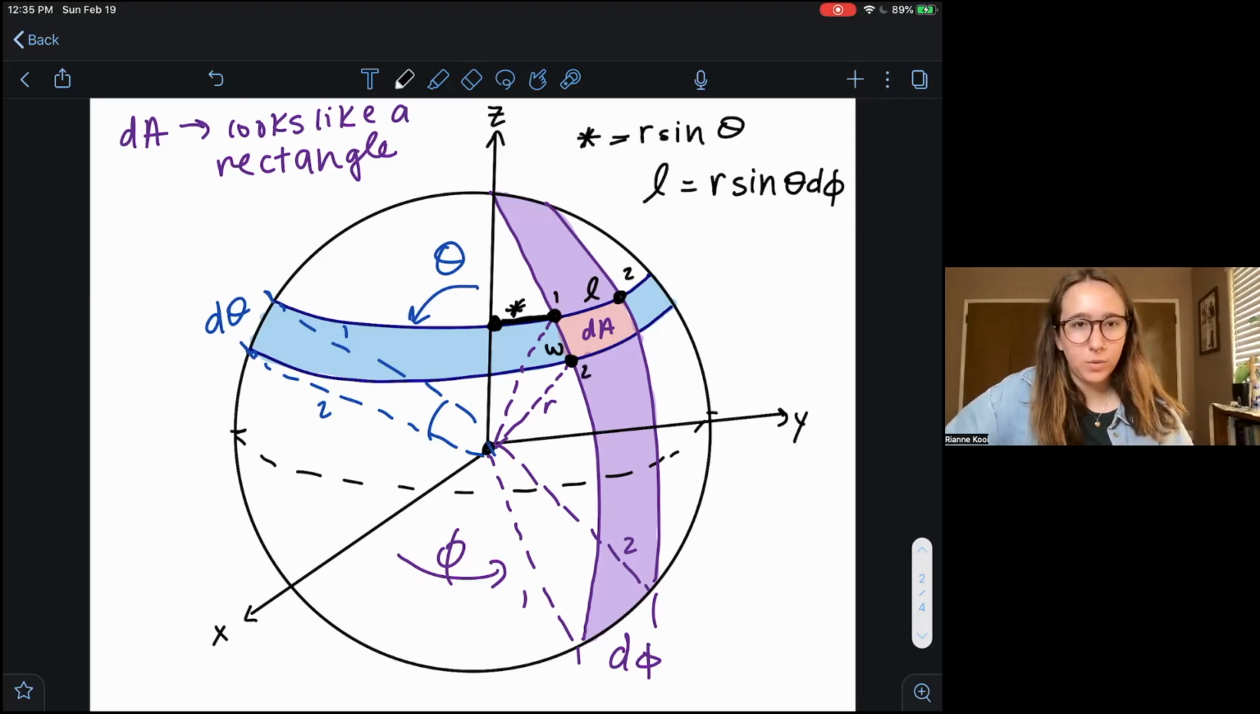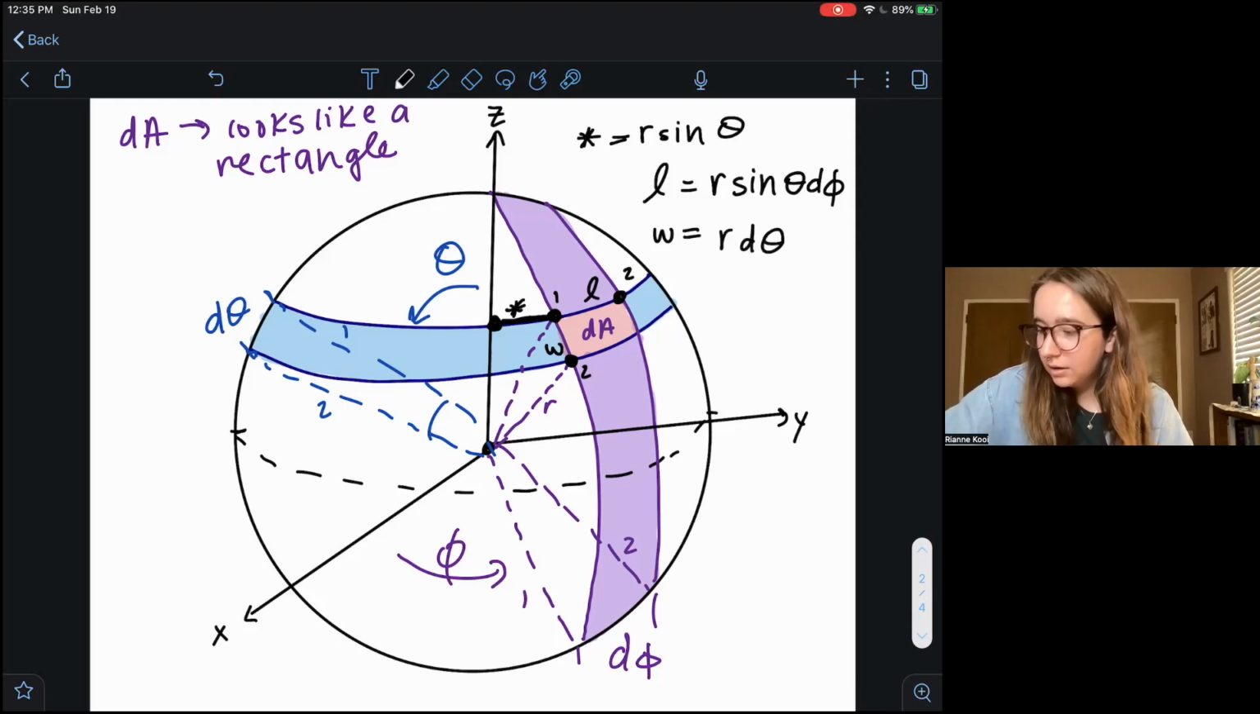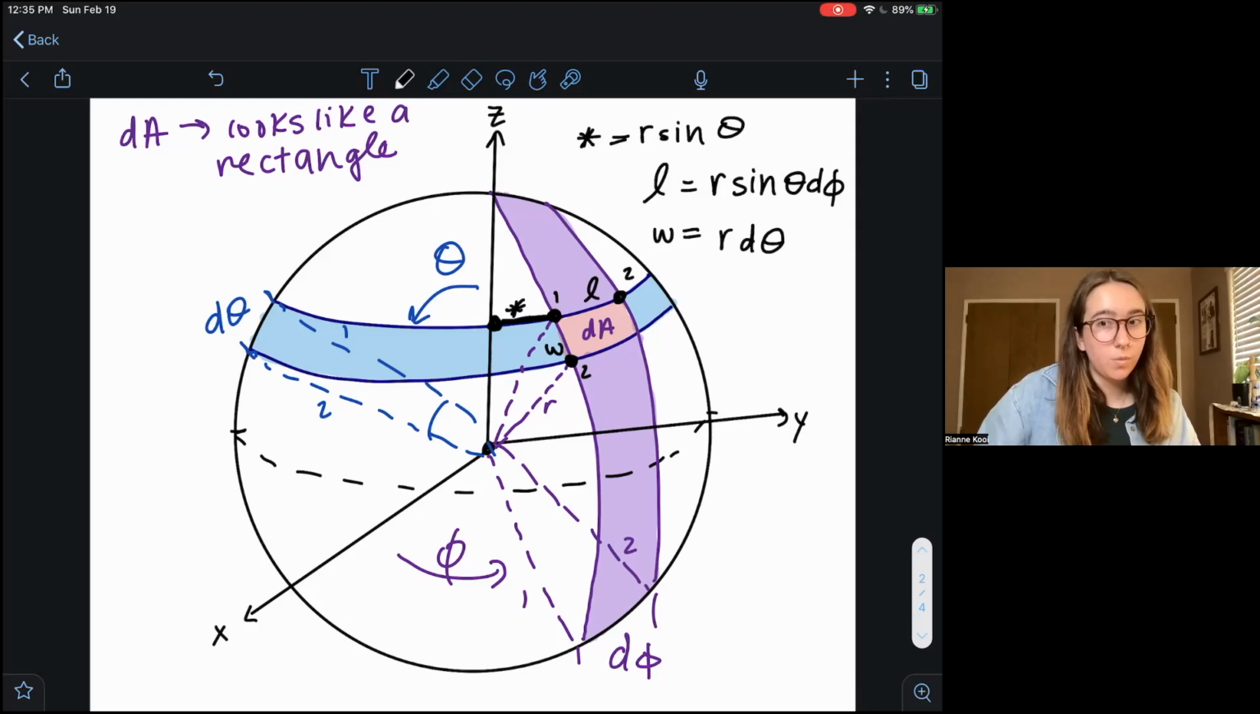And now we want to find our width. So then we look back at our blue shaded region, and we see that we're only changing our theta direction. So now our width is defined as r d theta, which is very similar to what we did in the first video with finding a circle.